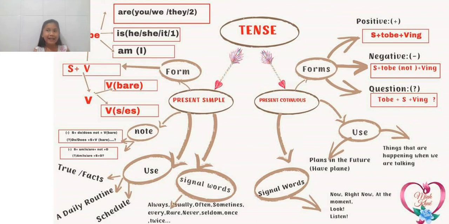True. Yeah. Like we have, he always goes fishing outside. So here, he is the subject, goes is the verb, fishing, and the object after that. Yes. So you see that I haven't talked about the adverb. The adverb here will usually stay before the verbs, but it will stay after to be when there's a to be sentence.